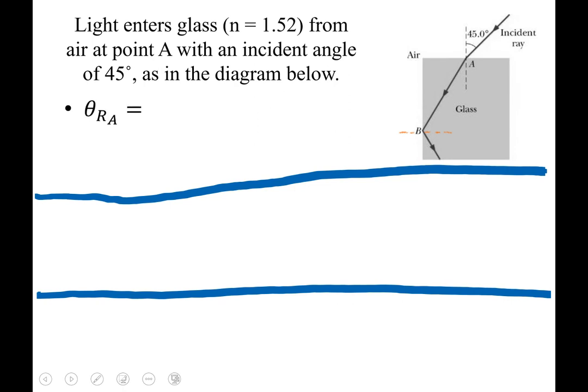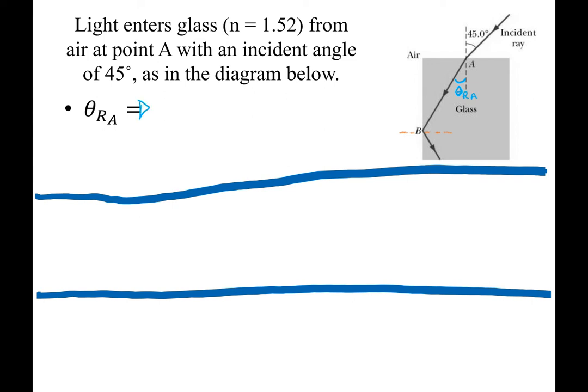And so we have light entering a piece of glass where n is 1.52 at an angle with the normal of 45 degrees, as we see in the diagram here. And you've got position A. First up, we need to mark where the angle of refraction would be. And so this would be our angle of refraction at A.